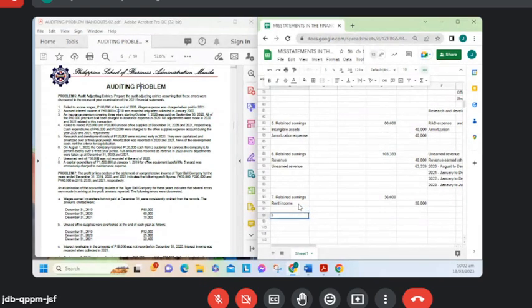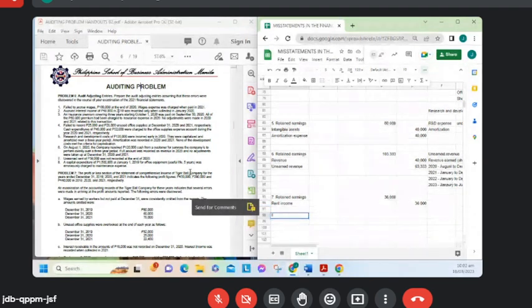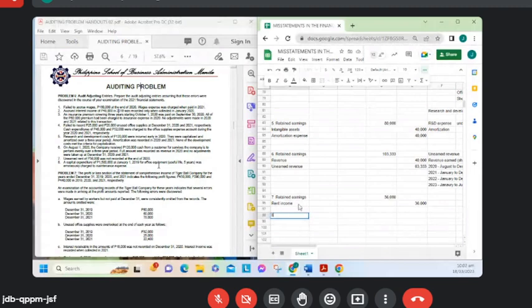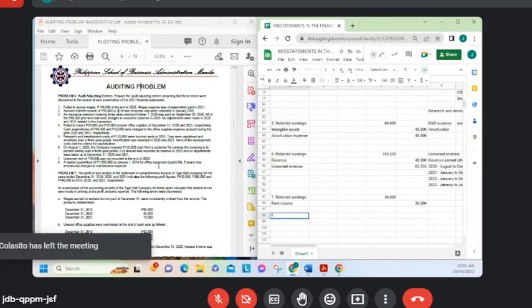Okay? That's for number 7. Number 8, a capital expenditure of 1.5 million at January 1, 2019 for office equipment, useful life of 5 years, was erroneously charged to maintenance expense. So, 2019 pa to, no, na error. So at 2021, what should be the correcting entry?